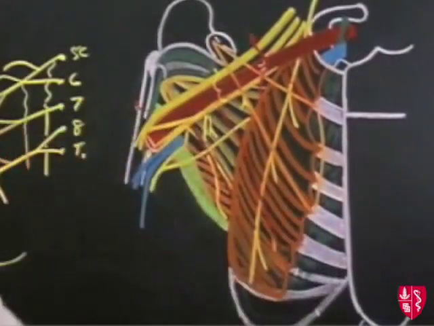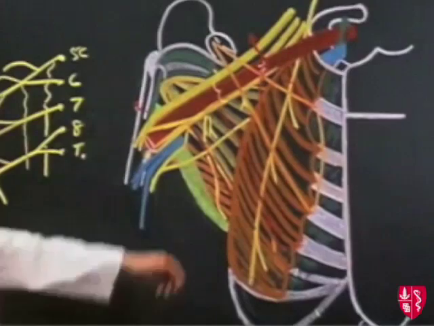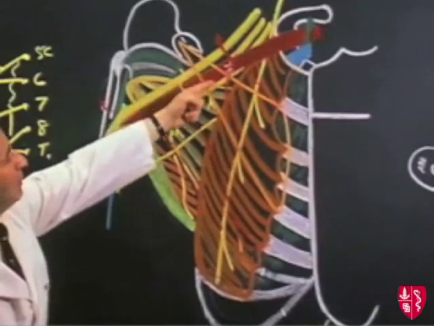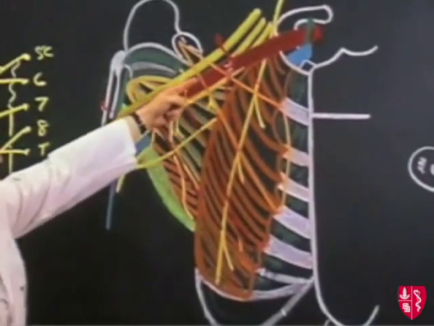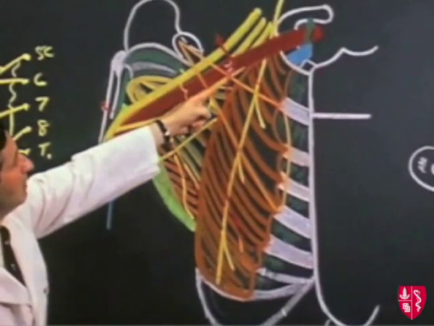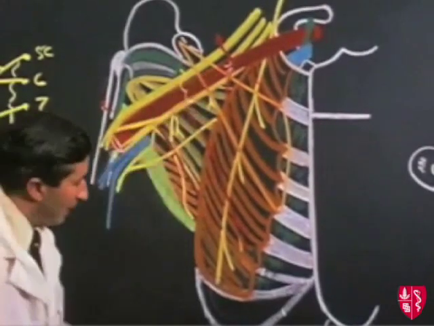And now you can see the structures that lie behind the pectoralis minor. You have the second part of the axillary artery, and you have the cords of the brachial plexus arranged in their correct position. In other words, the lateral cord is lateral, the medial cord is medial, and of course the posterior cord we can't see, that's lying behind.